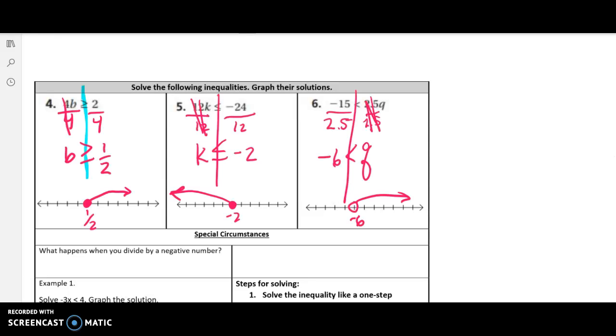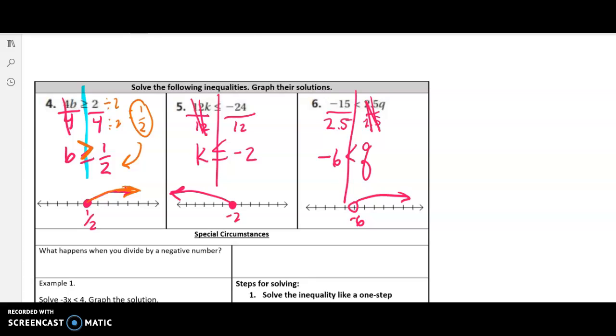So we have 4 times b is greater than or equal to 2. So I have to divide by 4 on both sides to get b by itself. And so that leaves us with b is greater than or equal to 1/2, because this simplifies down to 1/2. So that's how I got the 1/2. B is on the left, so that means that my inequality is pointing in the direction it needs to go. So B needs to be greater than or equal to 1/2, so it's going to be everything to the right of 1/2.